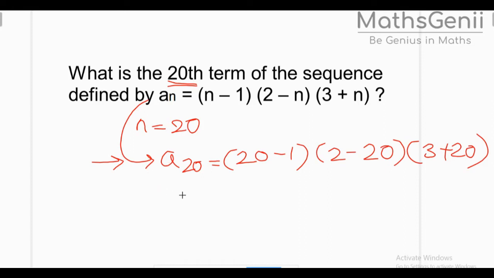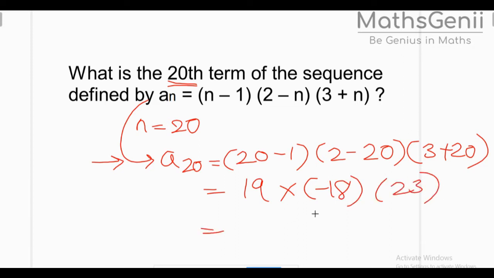So this is going to give you 20 minus 1, 19. This is minus 18, and this is 23. So when you multiply, you will get a minus sign. Pretty simple. You had to find the 20th term, so you substituted it as n. Let's look at some trickier examples now.